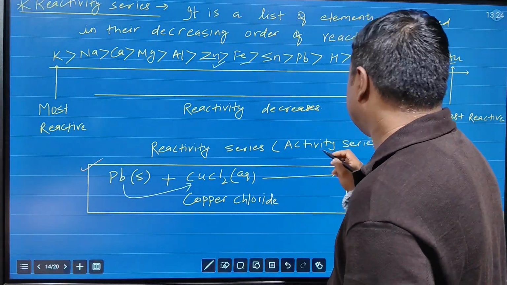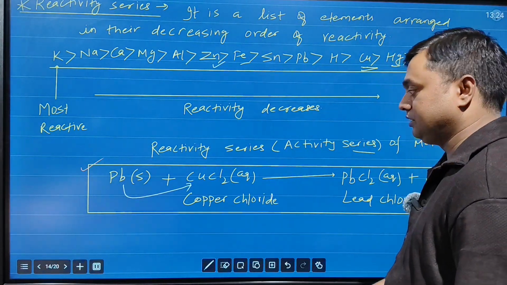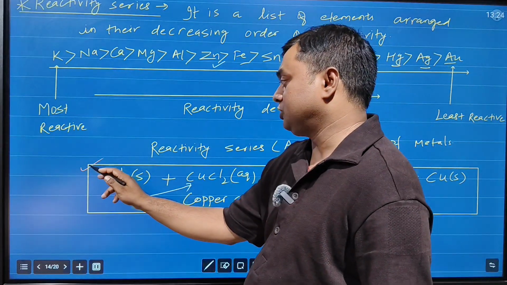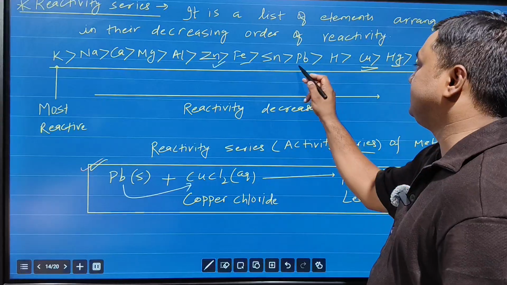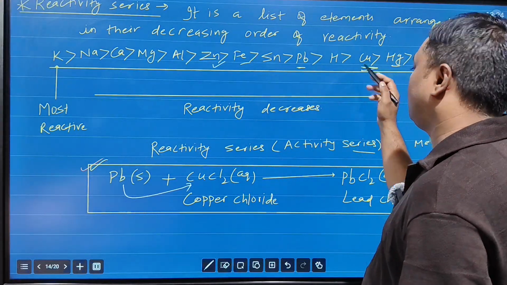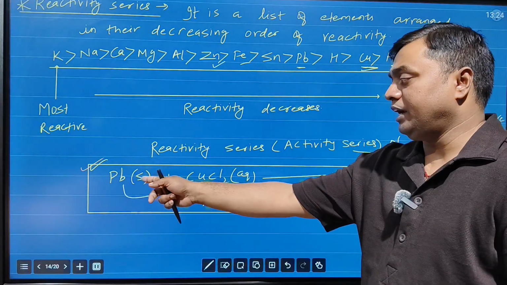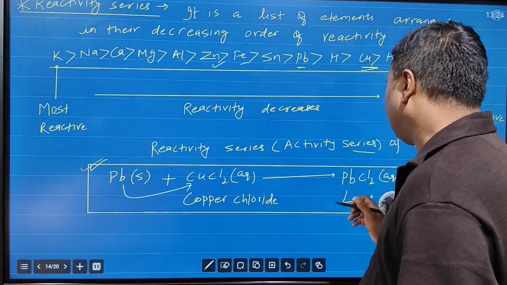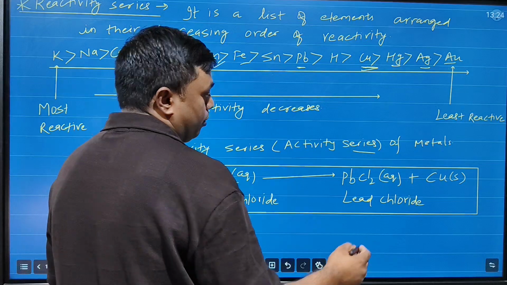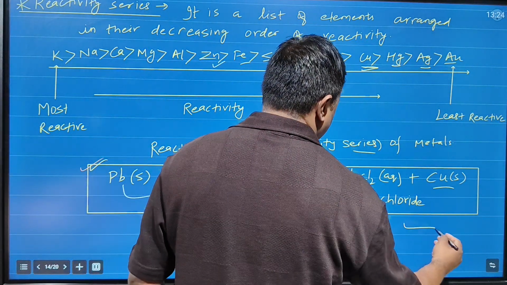The reactivity series is also called the activity series. You can see whether this reaction is possible: lead plus copper chloride. Lead is here and copper is down in the reactivity series. So as lead is more reactive than copper, yes, this reaction is possible. It will form lead chloride plus copper.